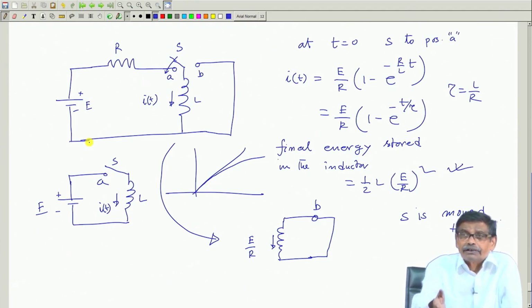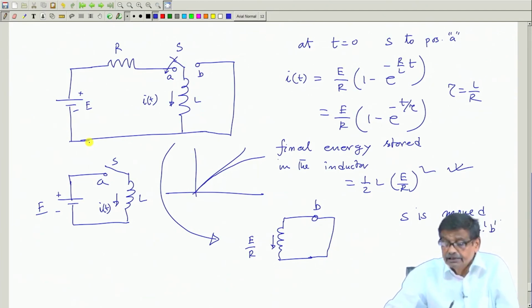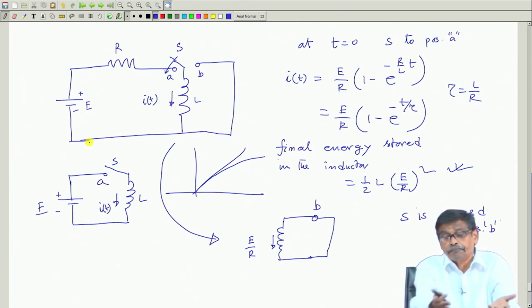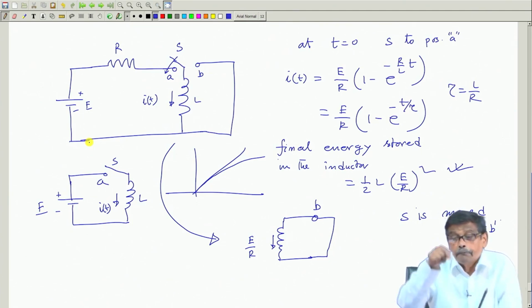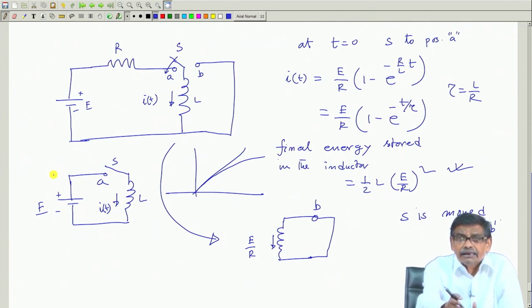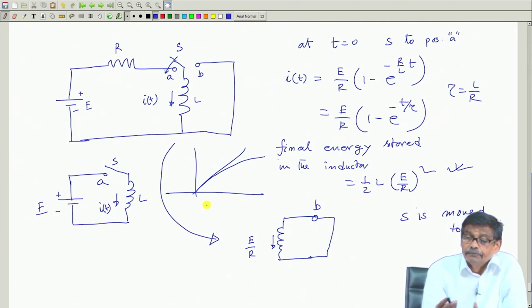Inductor does not care how you pumped current into the inductor. It knows that if I am carrying this much current, I am storing this much energy. What is the extra circuitry that you have made to pump current into the inductor? It does not matter. What matters is how much energy it is storing. And if you want to avoid the unnecessary power loss in the resistance, you can make a circuit like this.